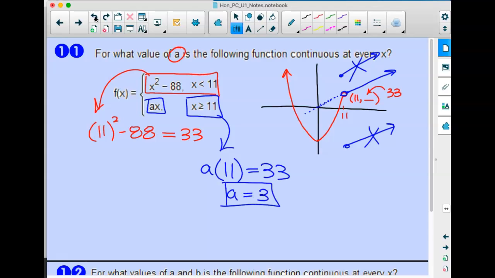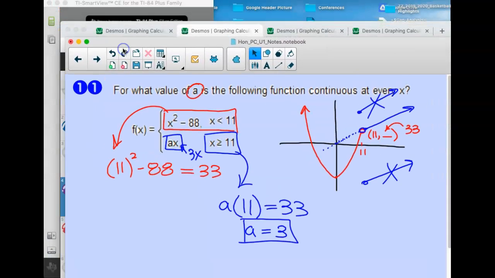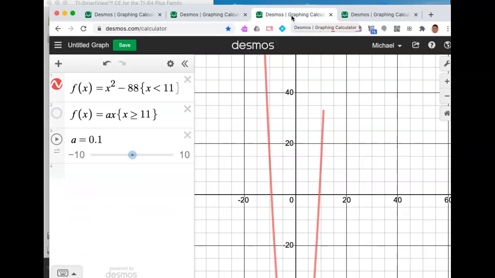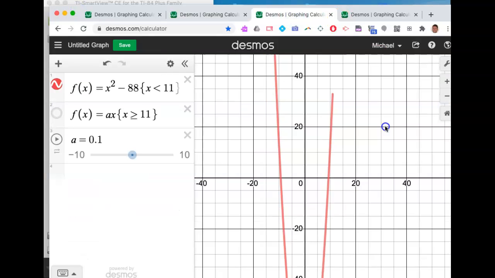So a of 11 is equal to 33. So if you want to get 33 out, you would have to put a 3 in. So if a is 3, that would work. And here I'll show you what this looks like on Desmos just so you can get the idea. Again, this is just for the concept, right?